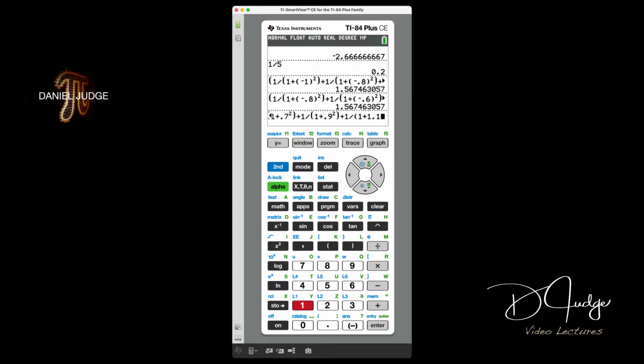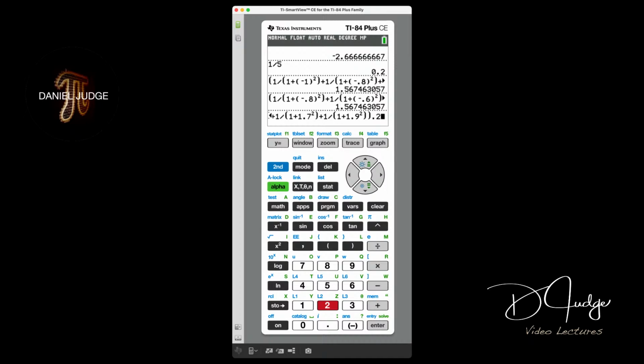1 plus 1.1, square this, close it, plus 1 divided by 1 plus 1.3 and square it, plus 1 divided by 1 plus 1.5 and square that, plus 1 divided by 1 plus 1.7 square this, plus 1 divided by 1 plus 1.9 square that. Now we close it twice. Okay, and multiply by 0.2.